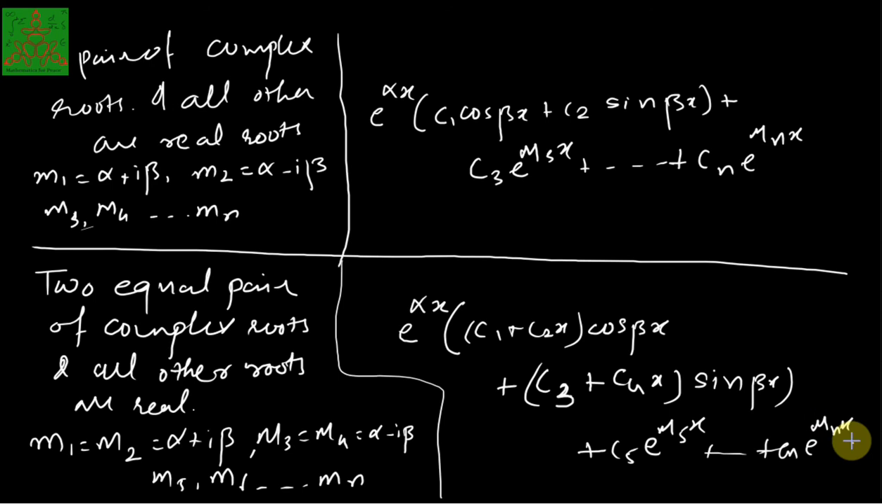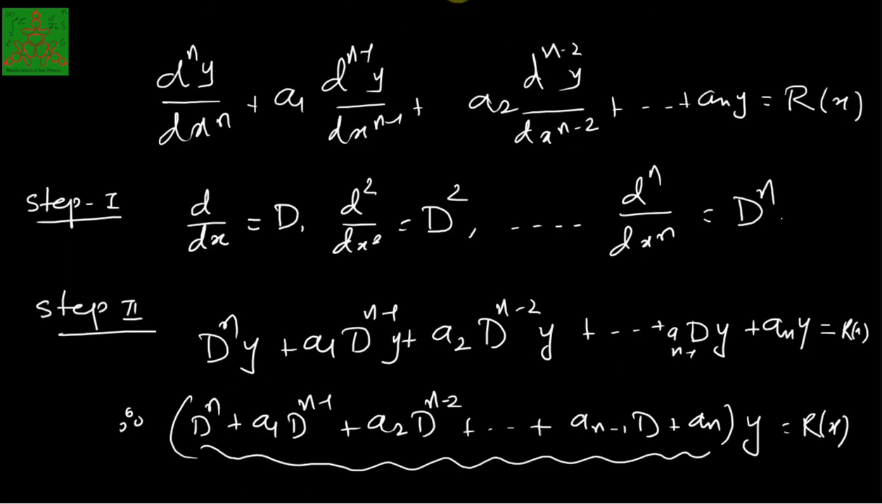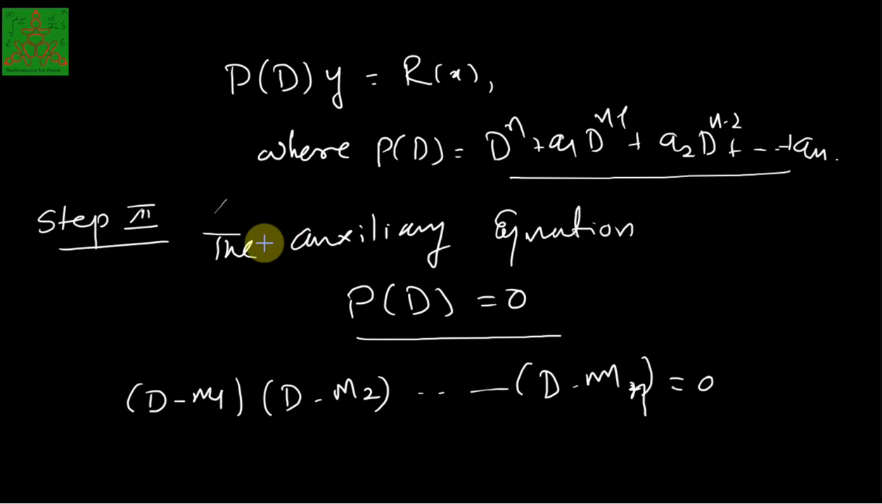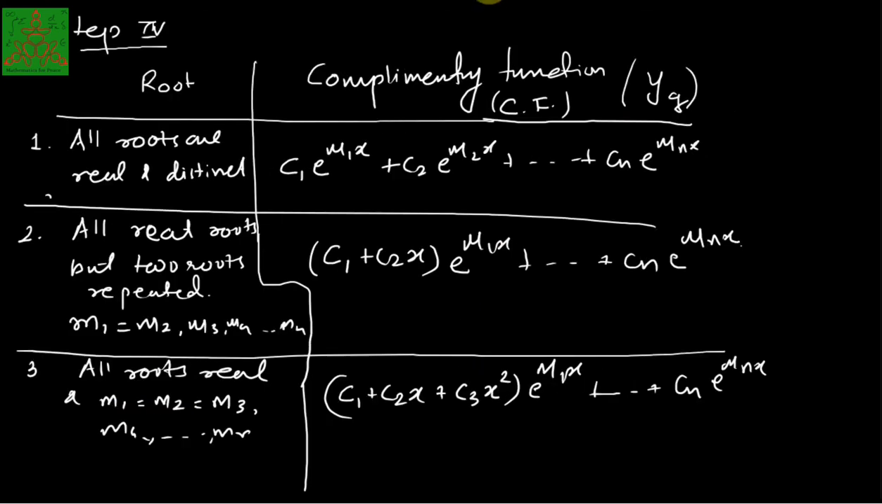So these are the ways you can write down the complementary function for any differential equation. Let us revise the steps we did. Step 1 is to write down the equation in the notation of D. Step 2 is to convert the given differential equation into operator form D. The next step is to solve the polynomial equation, its auxiliary equation, that is, finding the roots of that equation, and based on those roots we can write down the complementary function.